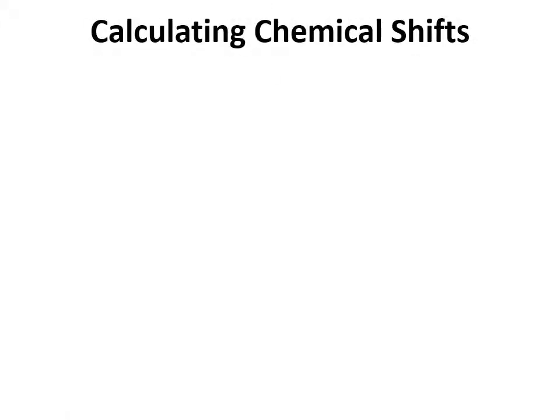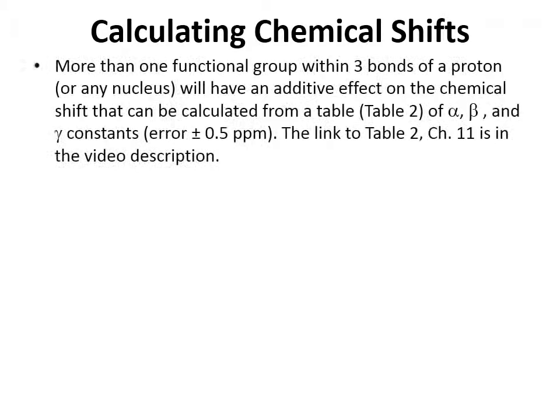Sometimes the chemical shifts in your proton NMR spectrum are way off, nowhere where you expect them to be. And that's when we have to do the following. We have to calculate chemical shifts. More than one functional group within 3 bonds of a proton, or any nucleus, will have an additive effect on the chemical shift that can be calculated from a table.